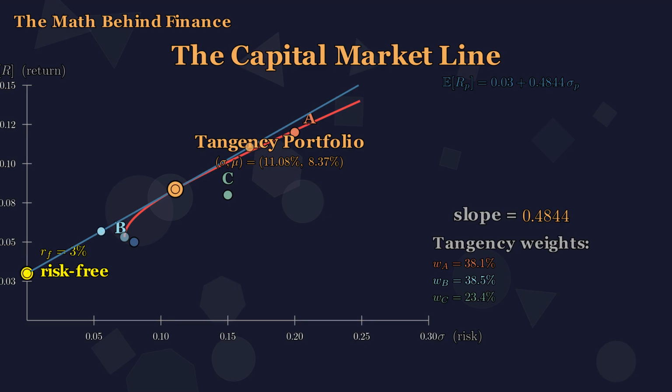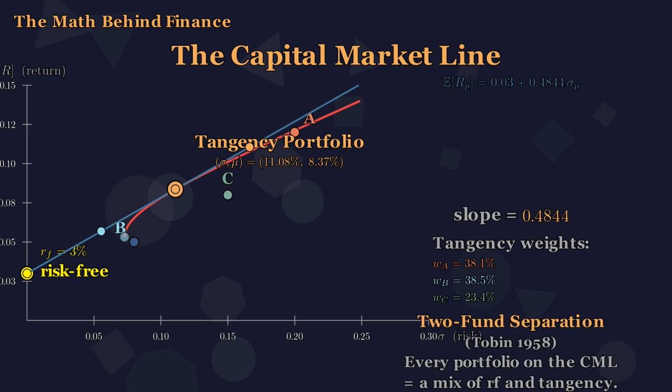And here's the punchline. Every single efficient portfolio, every point on this line, is just a mix of two things, the risk-free bond and the tangency portfolio. Want less risk? Hold more of the bond. Want more? Borrow at the risk-free rate and hold more than 100% in the tangency mix. That's leverage. This is Tobin's two-fund separation theorem, 1958. Two funds are all you need.